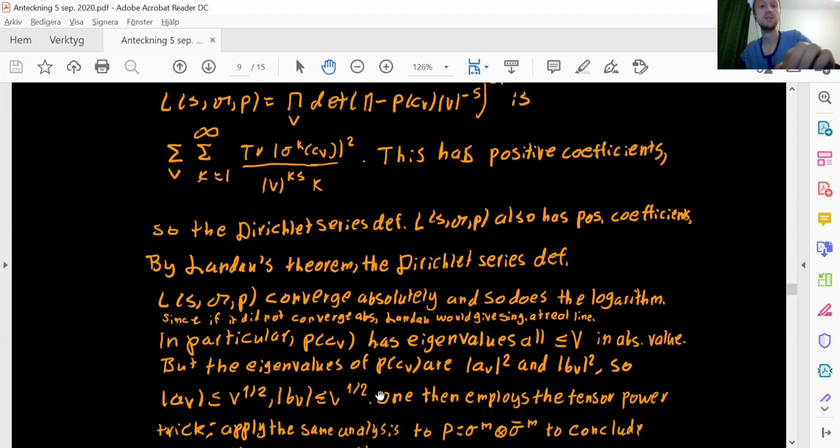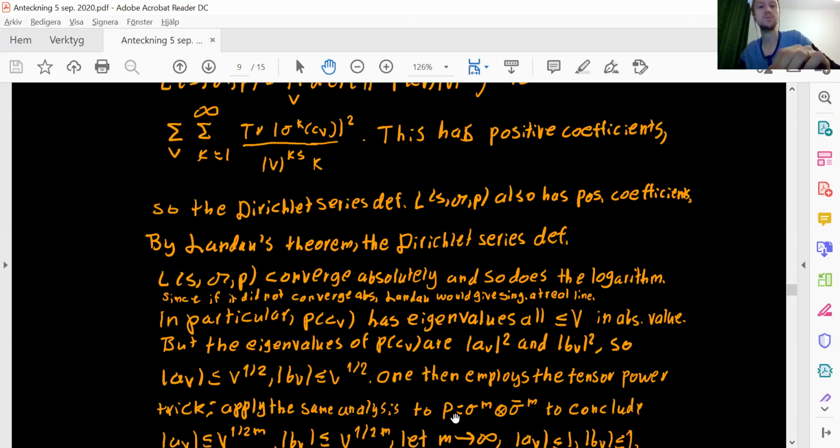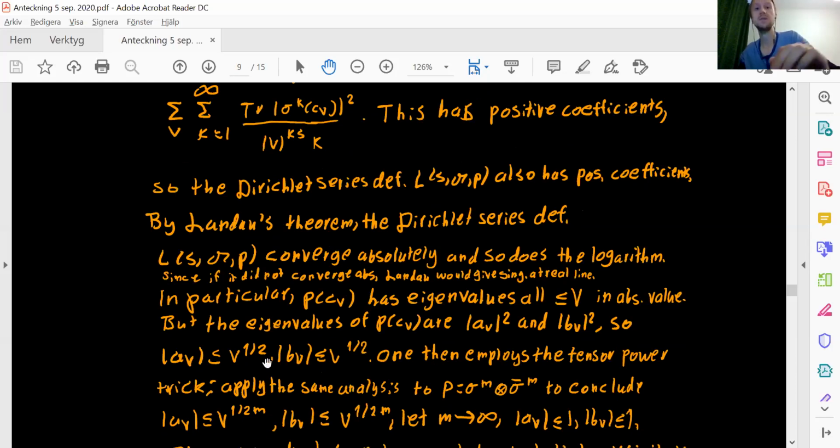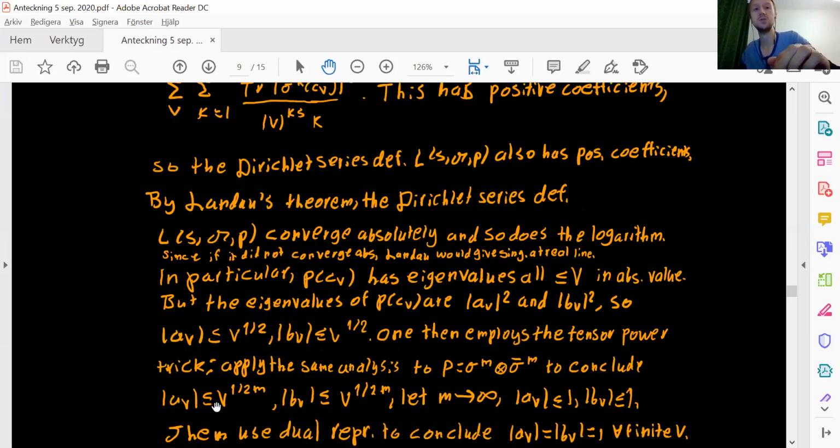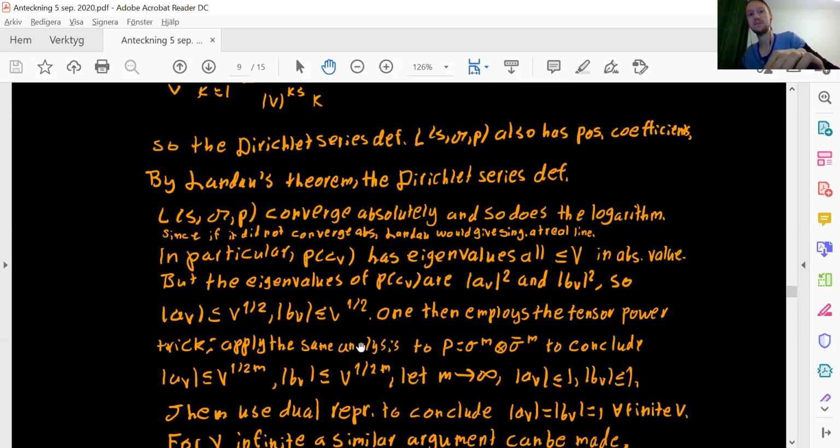You can now employ the same trick with tensor powers of your representation. Then you conclude that AV is less than or equal to the 2mth root of V, and BV is less than or equal to the 2mth root of V. Then you let m go to infinity, and you get the inequality that AV is less than or equal to 1, and BV is less than or equal to 1. Then you can use a dual representation to conclude that AV and BV are equal to 1 in absolute value for all finite V, and you can apply a similar trick to the infinite places.